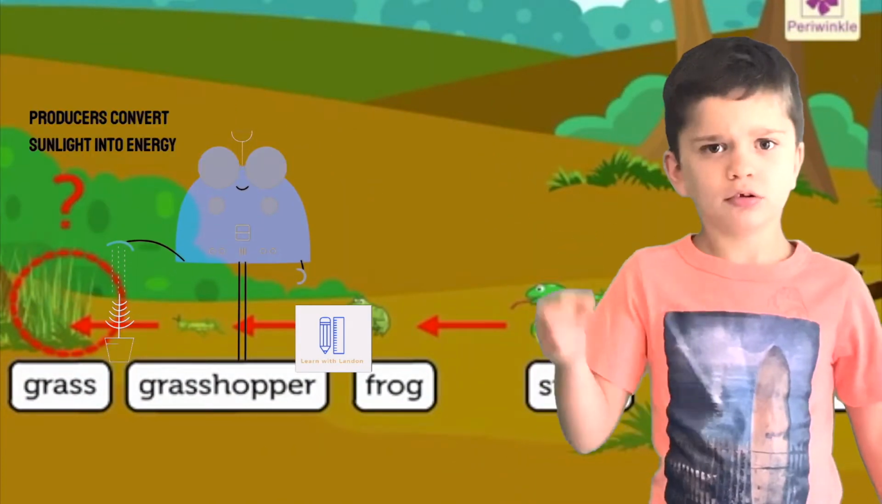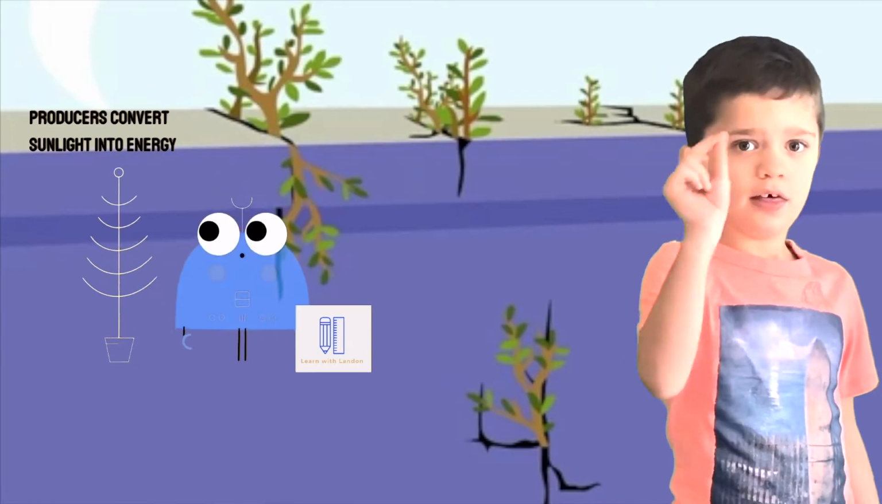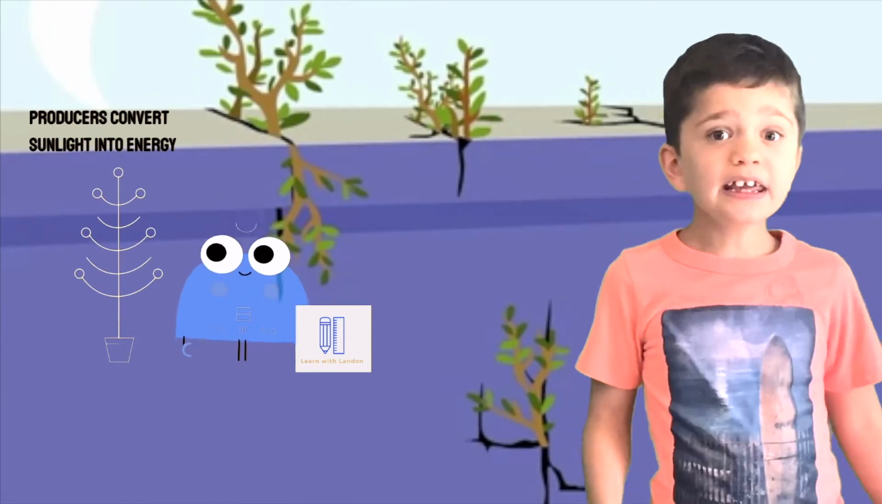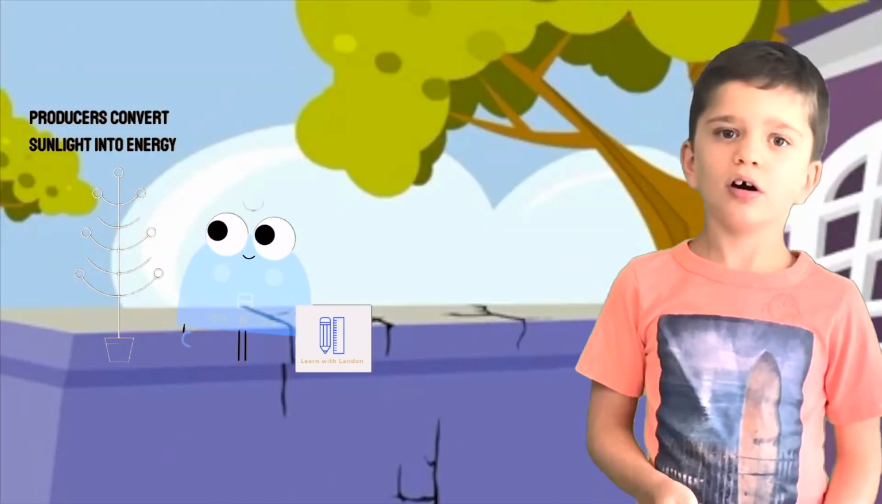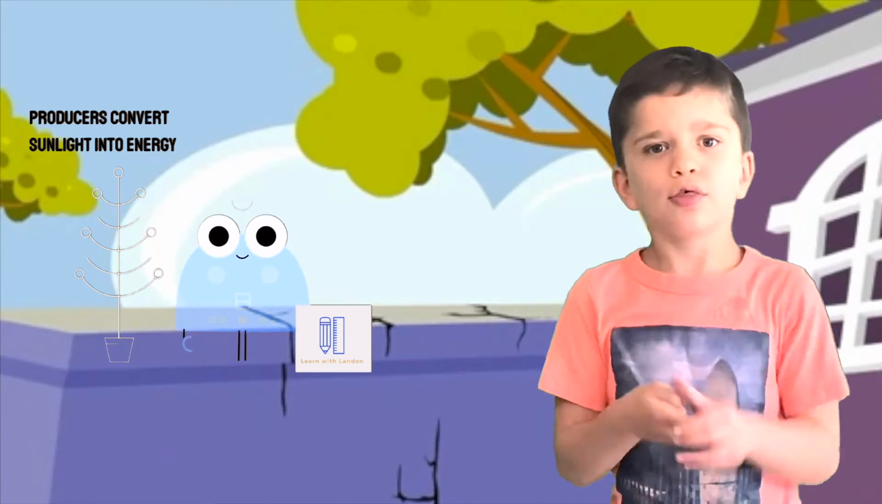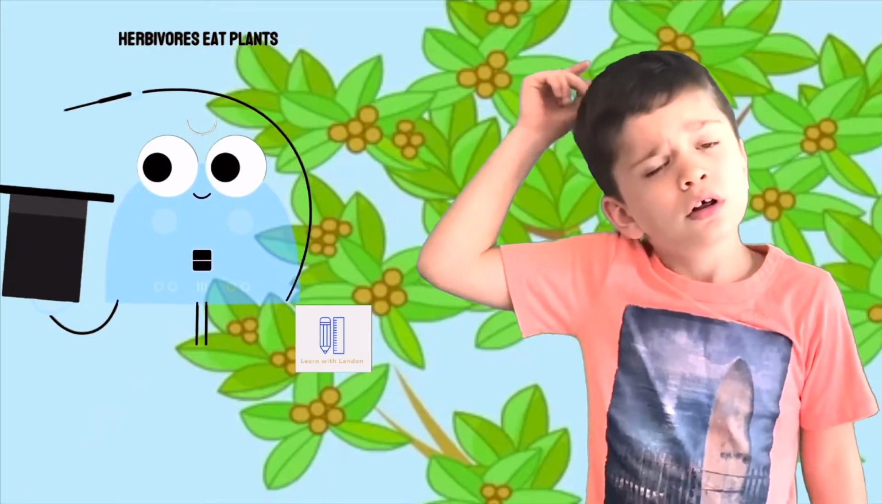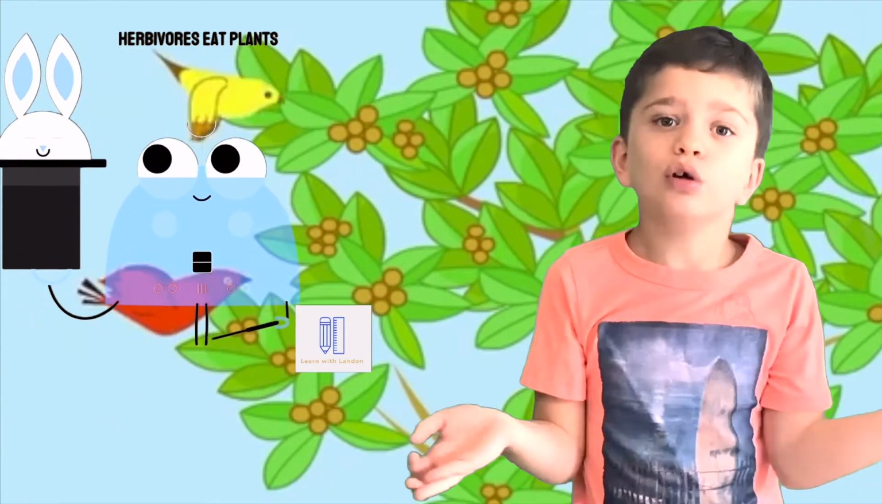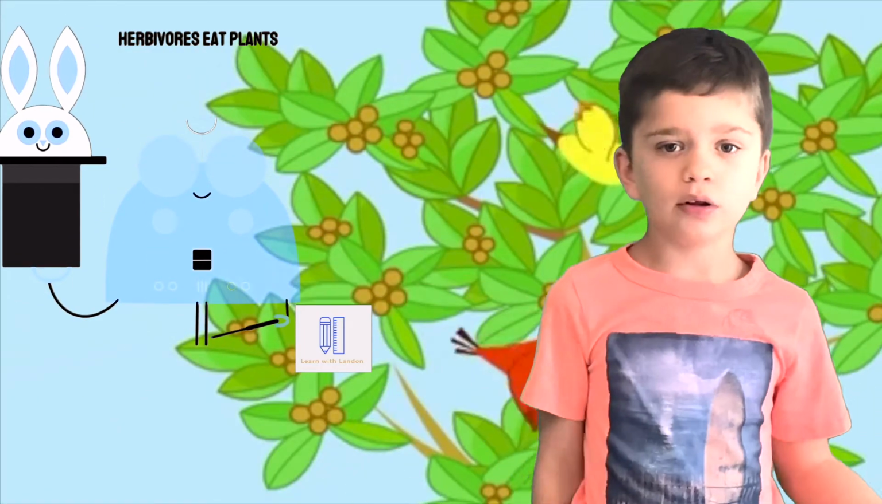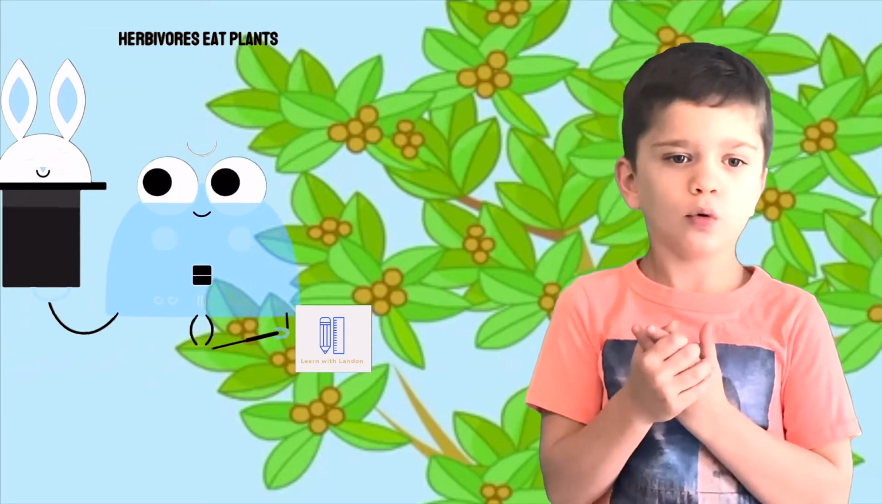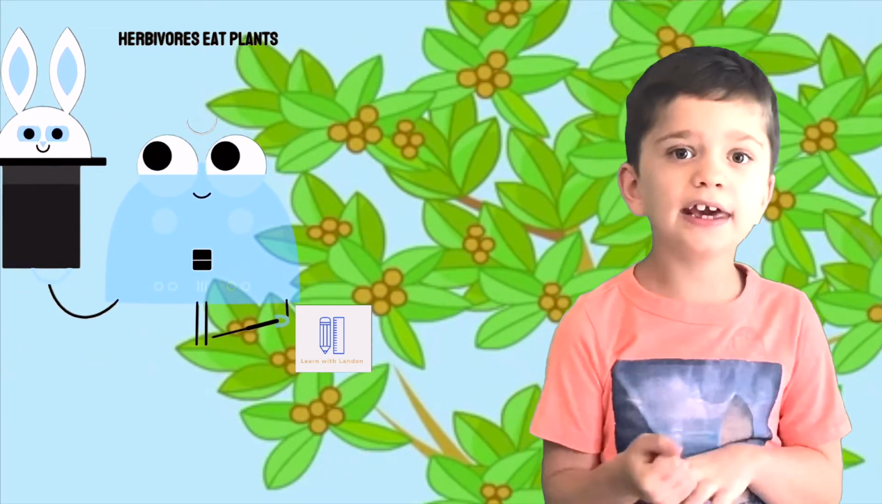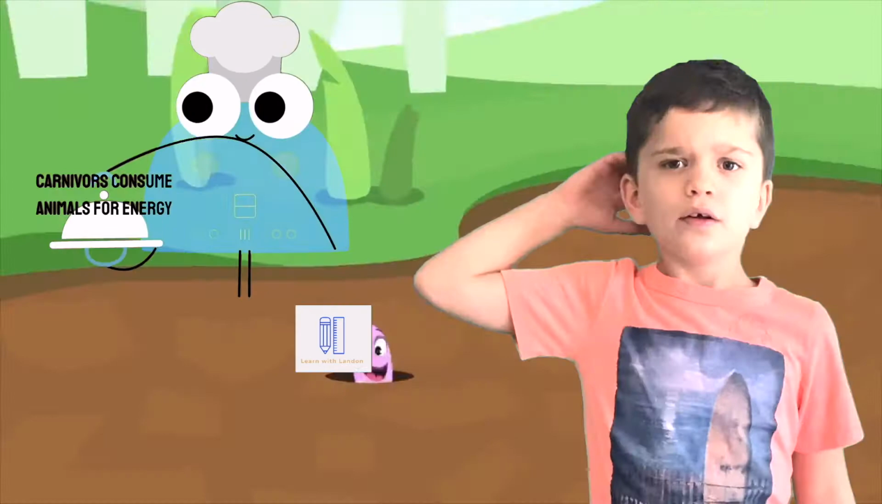What is the producer? It converts sunlight into energy. Let's say there's grass. From the sun, it gets this energy. Herbivore: it consumes plants for its food. Let's say there's an example for a deer. They ate grass.